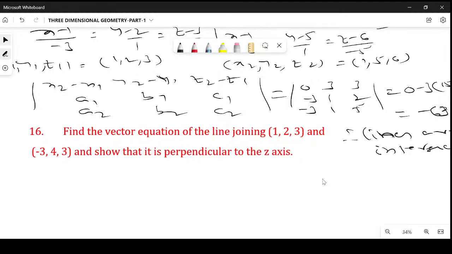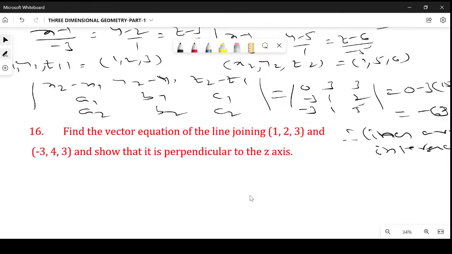I hope you understood this up to question number 15. Does anyone have any doubt up to question number 15? Is it clear, Tanish? It's clear up to question number 15. Now I'm going to explain question number 16. I hope you understood this. Fine then.